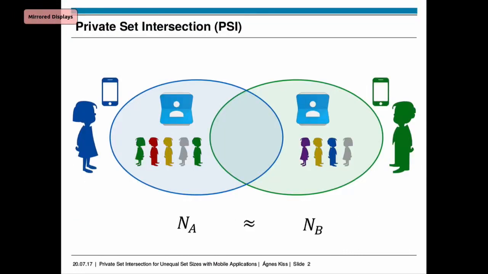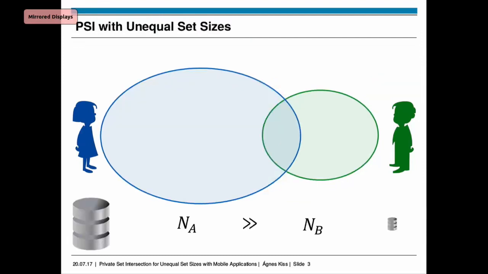So first of all, what is private set intersection? It's a specific case of secure computation. We have two parties who want to compute their intersection in a private way. So in this example, we have Alice and Bob, who want to get to know which are their common friends. Both of them have a contact list, and they want to compute who is their common friend without getting to know anything else than the intersection. So in this scenario, we have around the same number of elements in both sets.